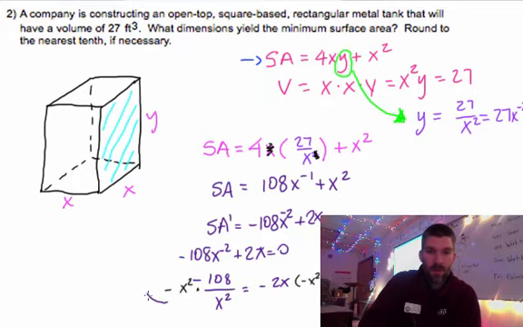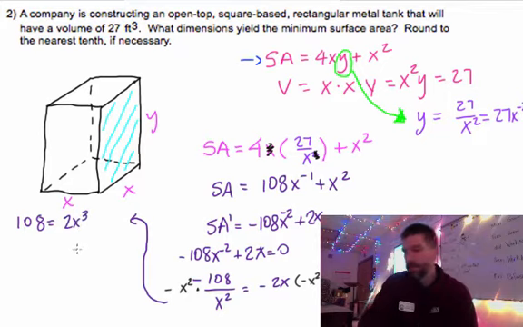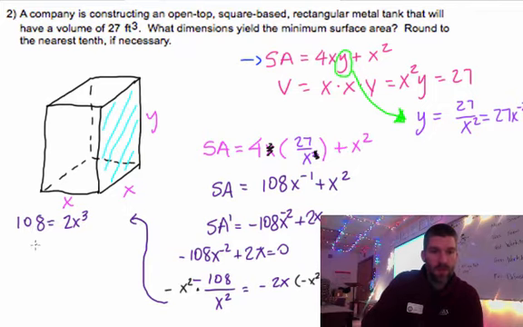So what I end up with is 108 equals 2x cubed. And when you divide 108 by 2, you get 54. And we're just going to take the cube root of both sides. And so when I do that, that gets me x on the right.